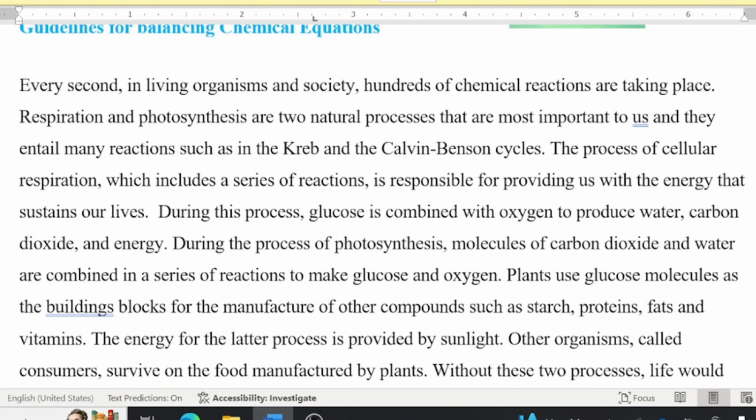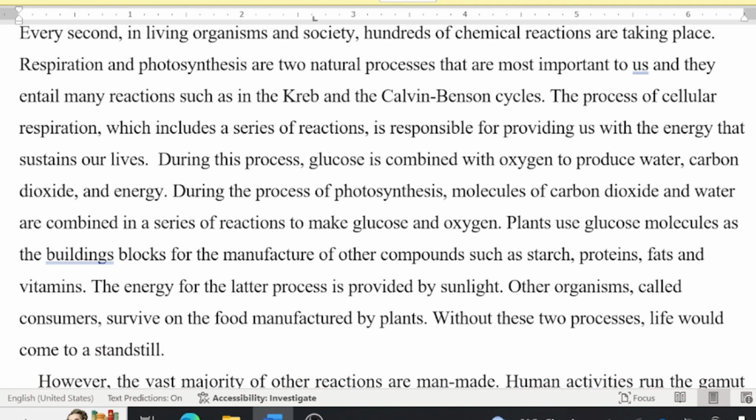Every second, in living organisms and in society, hundreds of chemical reactions are taking place. Respiration and photosynthesis are two natural processes that are most important to us, and they entail many reactions such as those in the Krebs and Calvin-Benson cycles. The process of cellular respiration, which includes a series of reactions, is responsible for providing us with the energy that sustains our life. During this process, glucose is combined with oxygen to produce water, carbon dioxide, and energy.